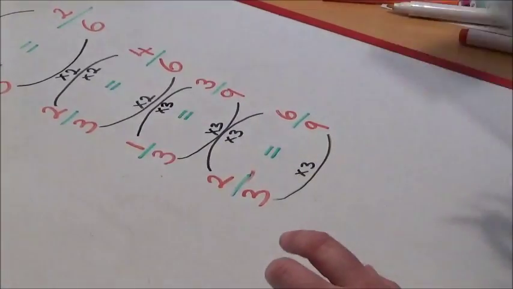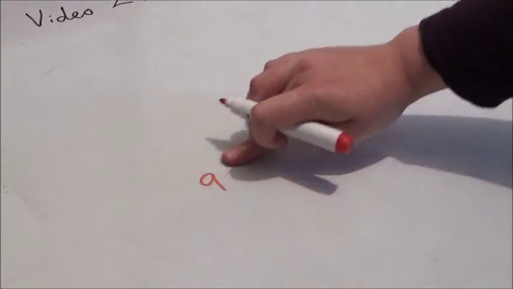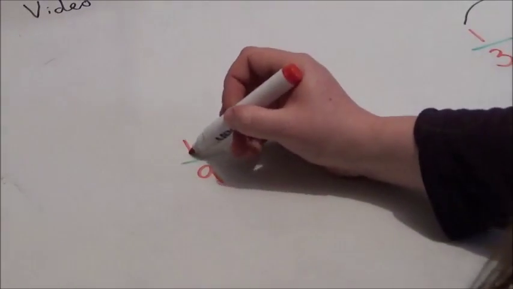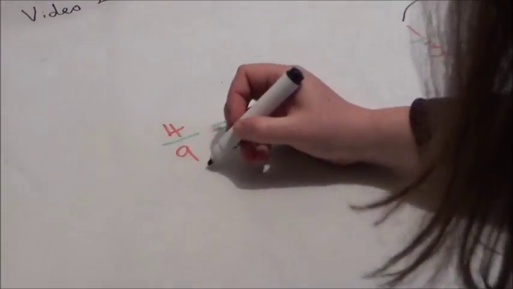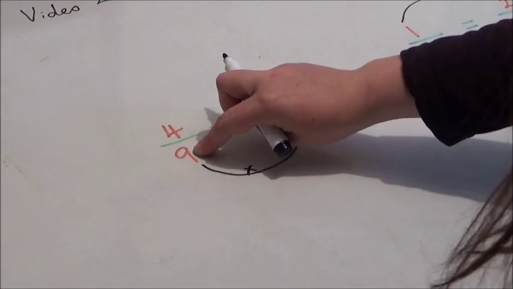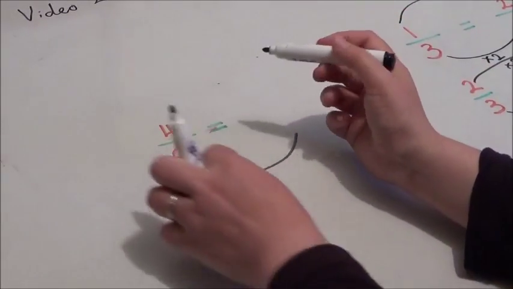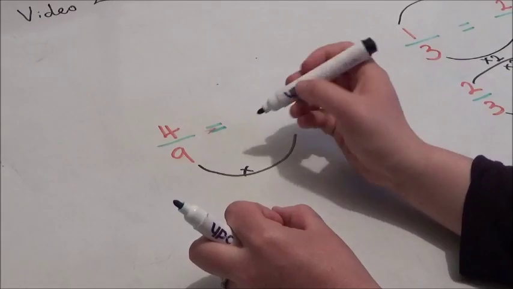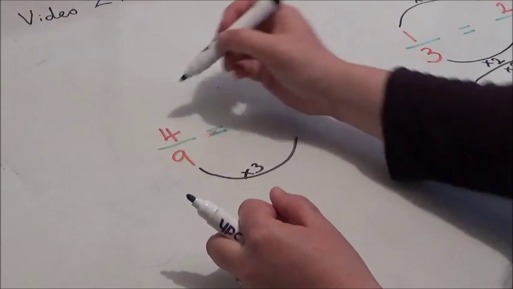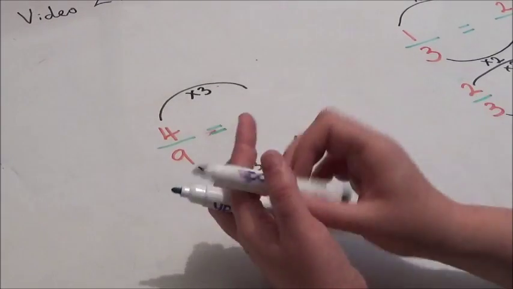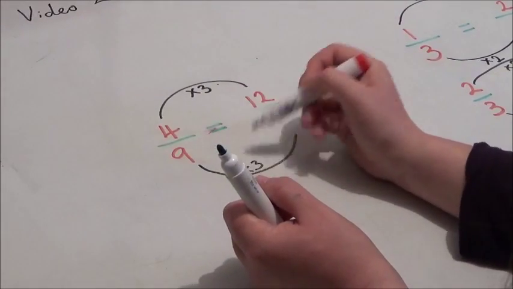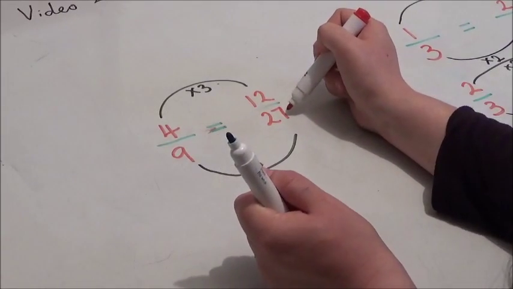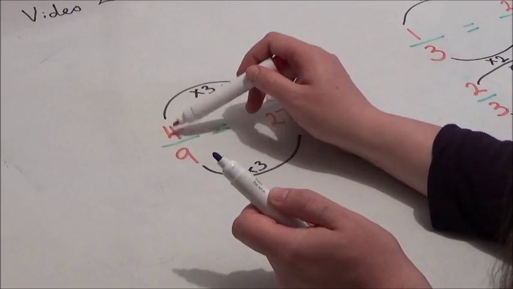So if I was to do one without using a visual representation, and I had a number like 4 ninths, I could find an equivalent fraction by timesing each section by a certain number, and that would cut it into that many pieces. So say if I timesed each section by 3, I cut each piece into 3 pieces. I'd have to do the same to the numerator. So 4 times 3 is 12, and 9 times 3 is 27. So 12 27ths would be equivalent to 4 ninths.